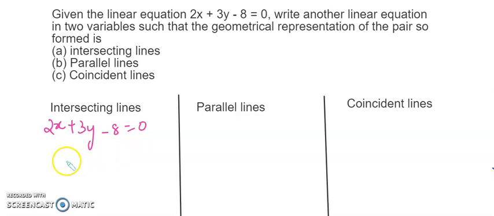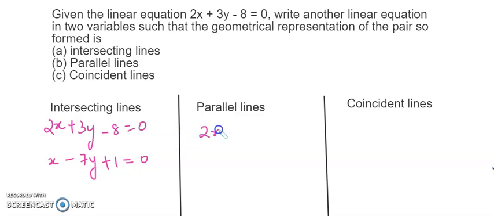I can take anything. So if I say x minus 7y, it should not be equal. Even minus 3 is not equal to plus 3, right? Plus 3 and minus 3 are two different things. So let me say x minus 7y plus 1 equals 0. Then these two equations are going to represent an intersecting line. Why? Because a1 by a2 is 2 by 1, b1 by b2 is 3 by minus 7, and c1 by c2 is minus 8 by 1, which are not equal. So they are representing an intersecting line.